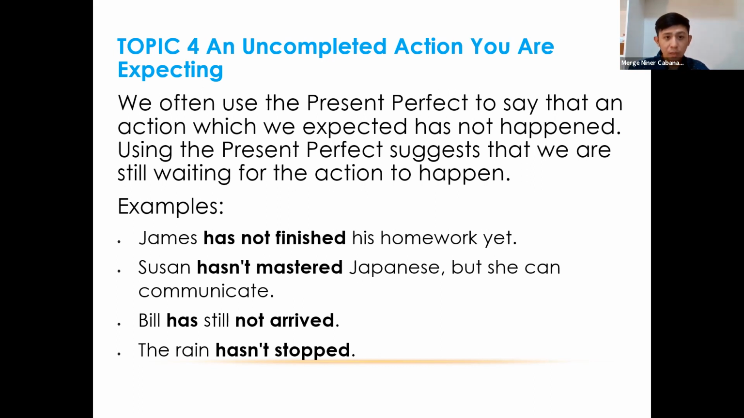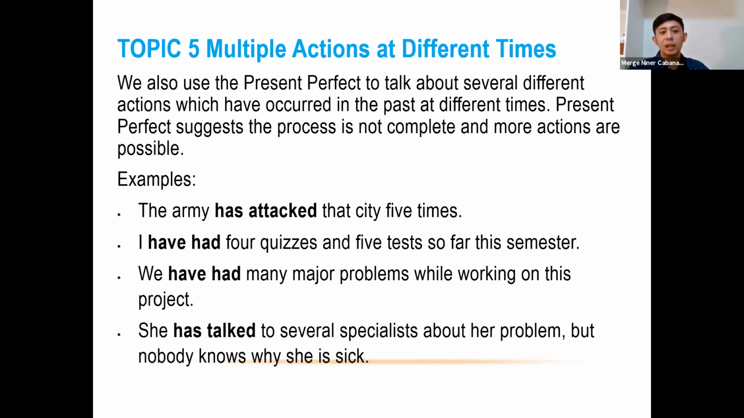So if there's an uncompleted action and you're expecting that the action should be finished sooner, then please use the present perfect tense of your verb. Multiple actions at different times. Okay, the army has attacked the city 5 times. Again, hindi pa rin kasali yung time expression when this 5 times attack happened.